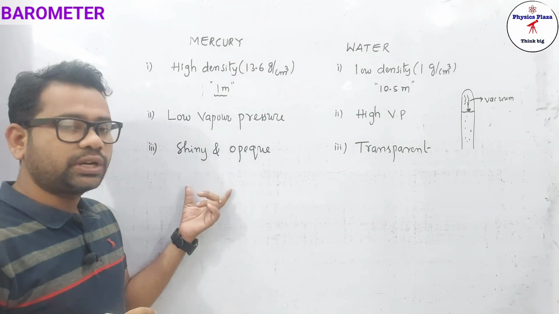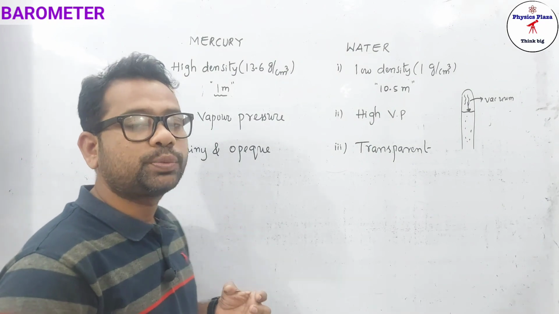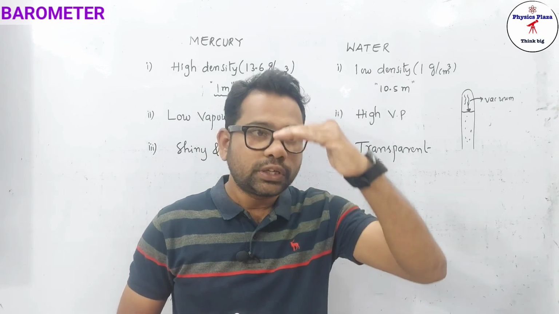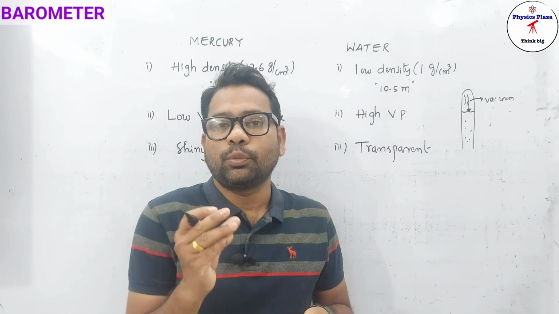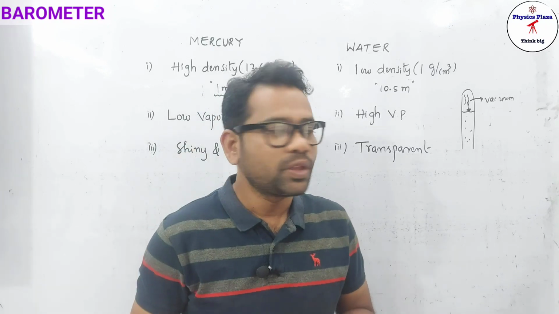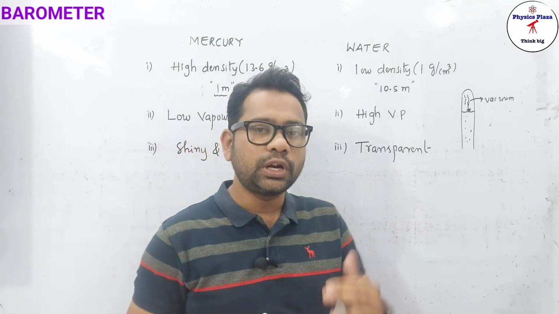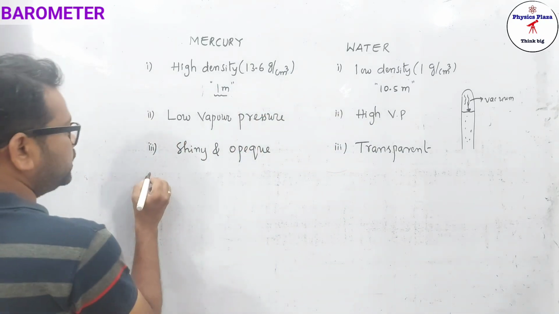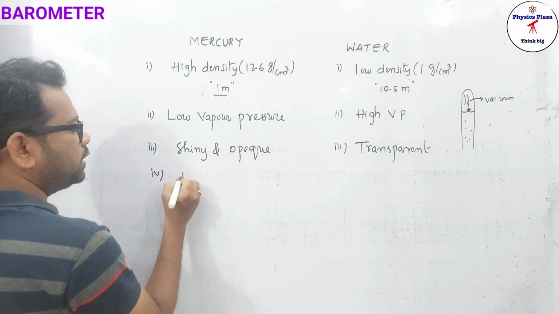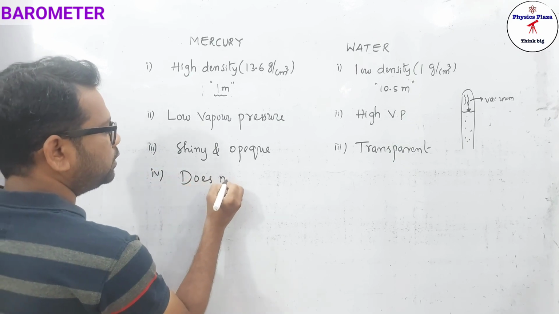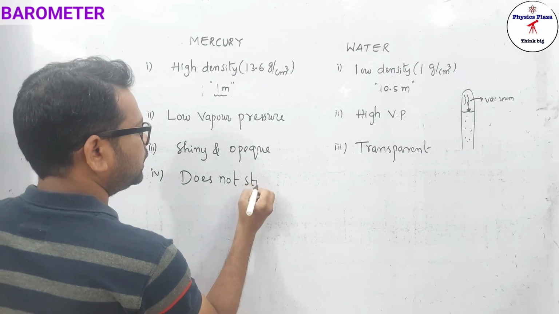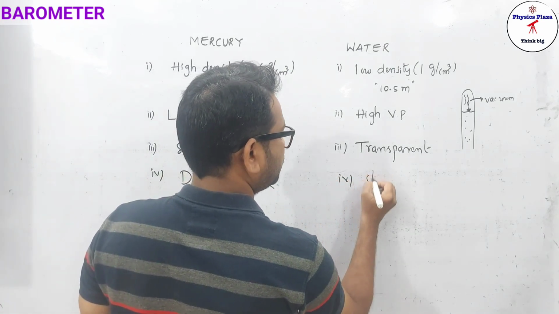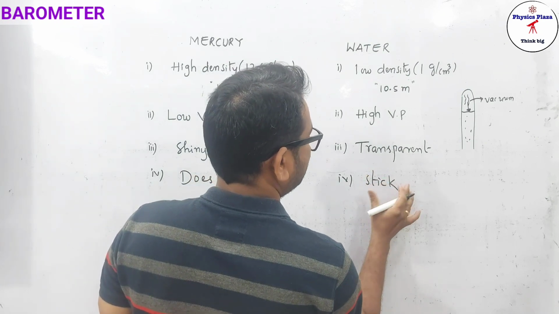So what will happen, children, whenever we are measuring the atmospheric pressure, as the level of the mercury will be changing, the changes we can notice, because it is opaque, it can be seen very clearly. Whereas if it is transparent, it is too difficult to see the changes in the mercury level. So the last one, children, here it does not stick to the glass tube, whereas water will stick to the glass tube.